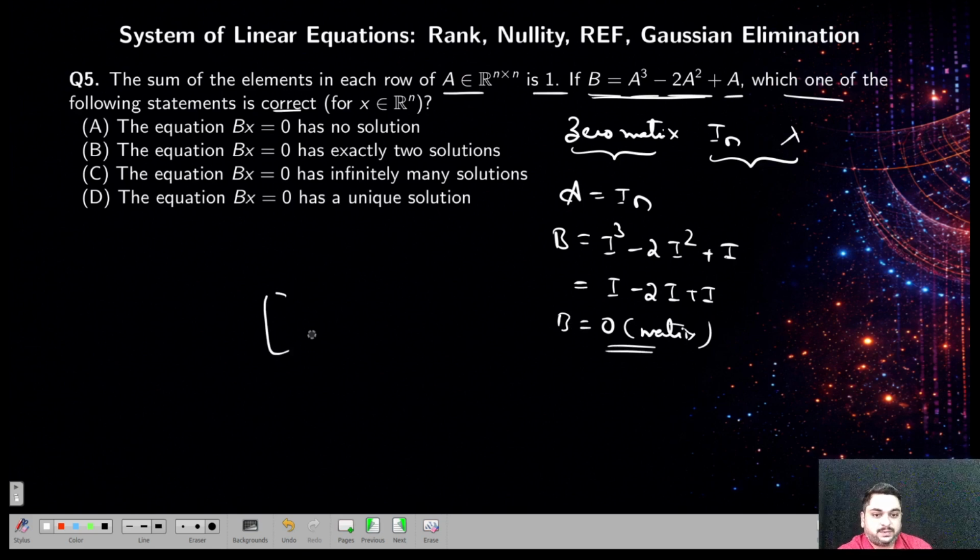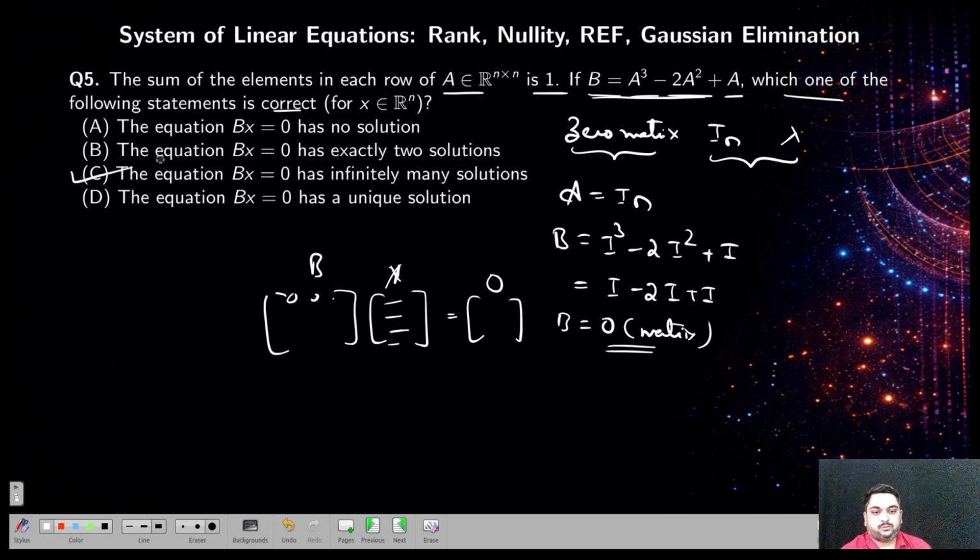If B is a zero matrix, that means what? The system of linear equations is B X equals 0, all zeros, a homogeneous system. That means X can take any values. It has infinitely many solutions. It is a simple answer.